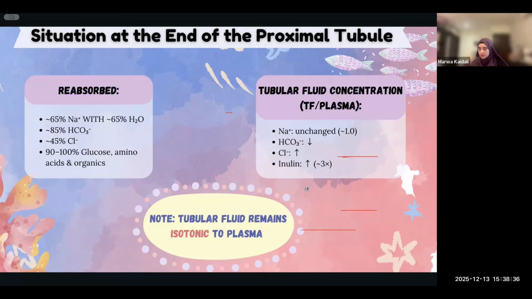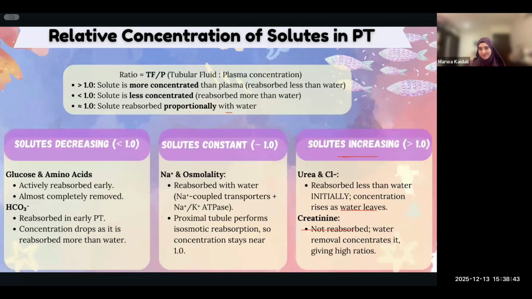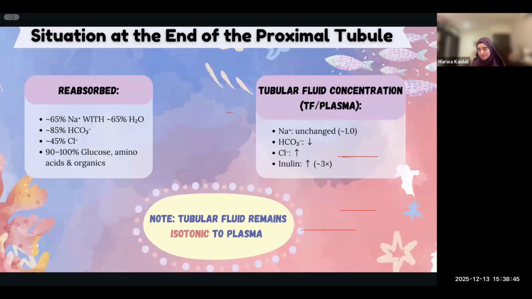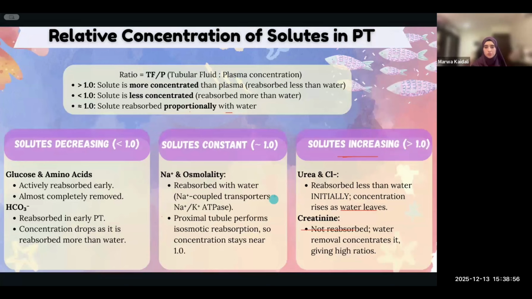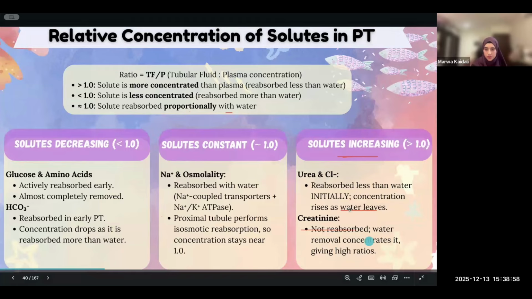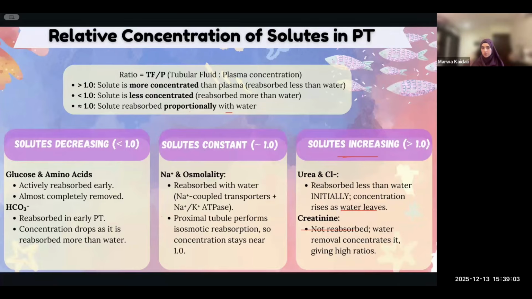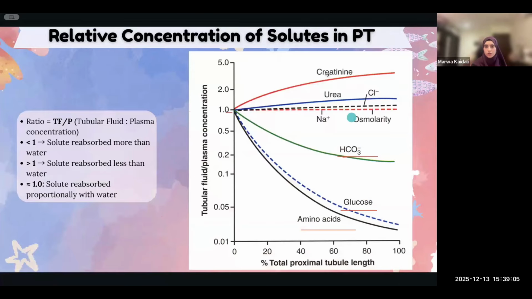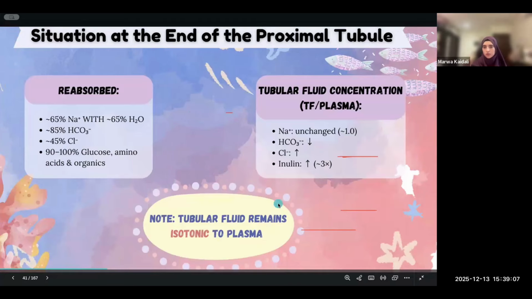What do you mean? Is it the same as creatinine? Sorry, I just saw your question. Creatinine is not reabsorbed at all. It's a substance that does not get reabsorbed, as we said here. So when we look at the concentration, it's going to be high. This is why the ratio is more than 1 for creatinine.